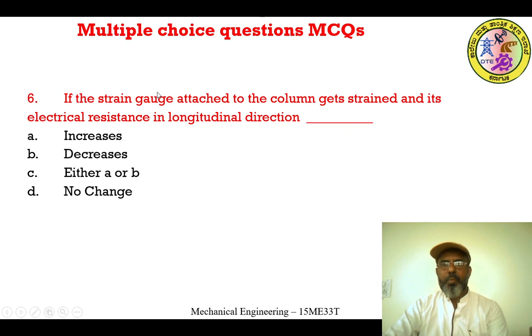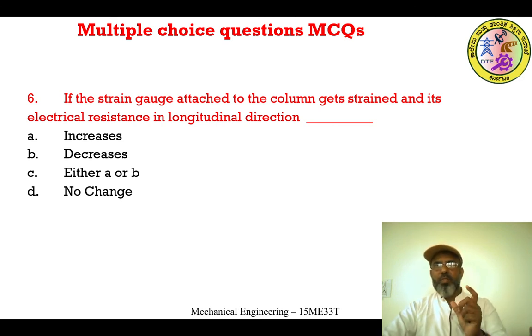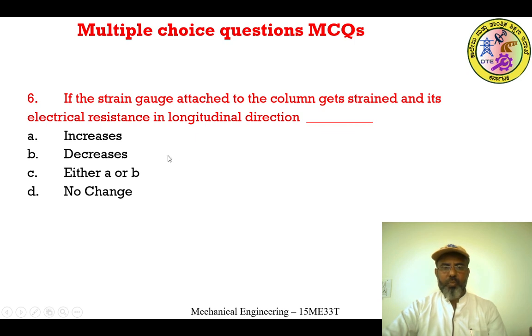Next thing to be remembered is, if the strain gauge attached to the column gets strained, what happens to its electrical resistance in the longitudinal direction, meaning the direction of the load? The length will shorten. Therefore, the answer should be, your time starts now. A increases, B decreases, C either A or B, D no change.